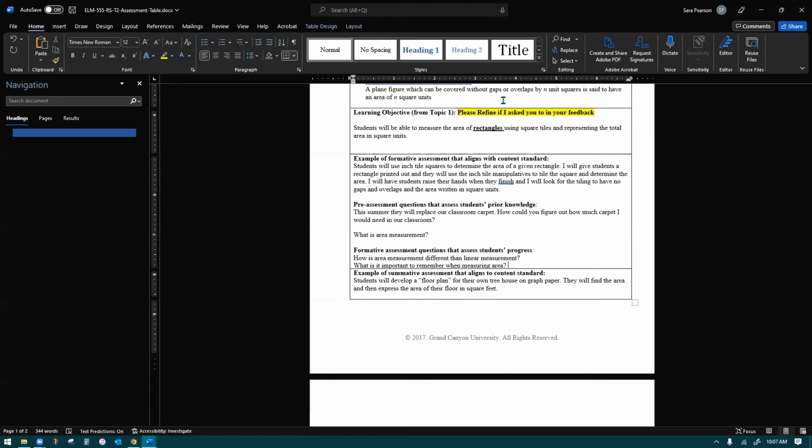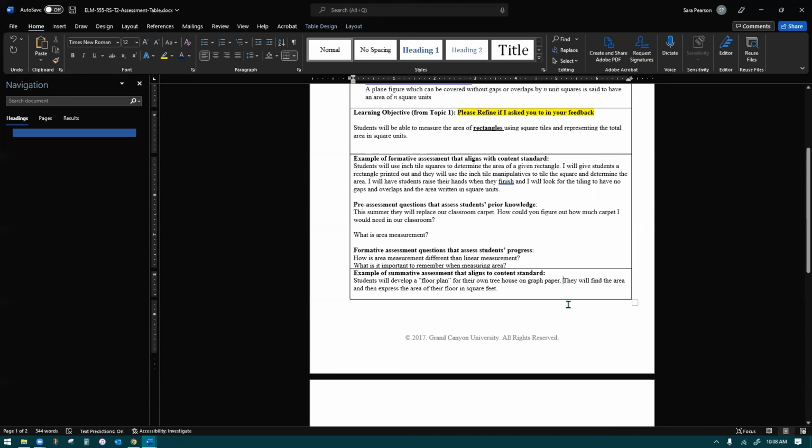So one of my criteria for the students might be that they need to not make any diagonal lines on their graph paper, but it needs to stay within the blue lines or the lines of the graph paper so that it creates rectilinear figures so they can easily find the area. And then they will find the area and express the area of their floor plan in square feet. So I could add a little more detail in there about them sticking within the lines of the graph paper.